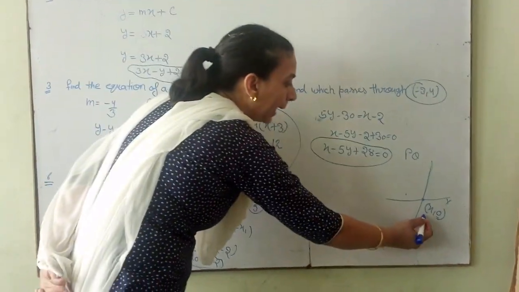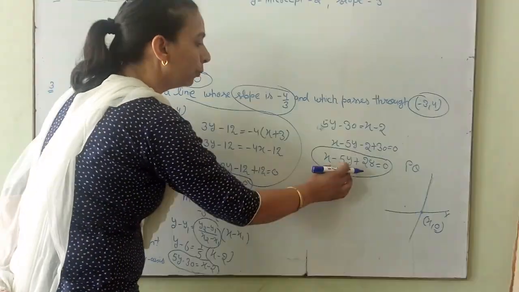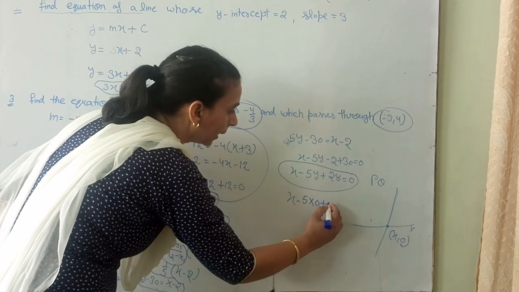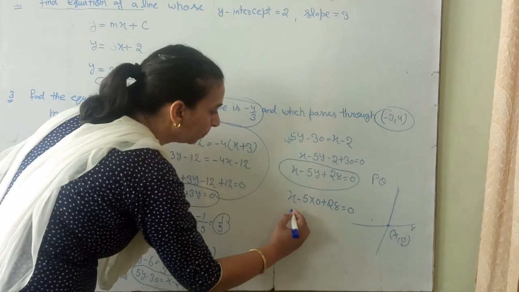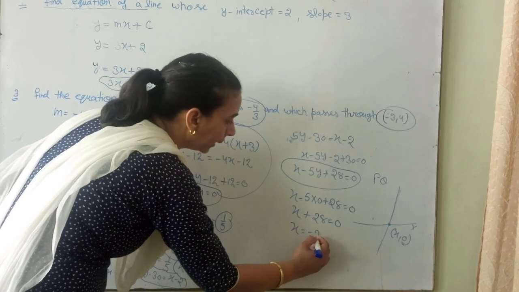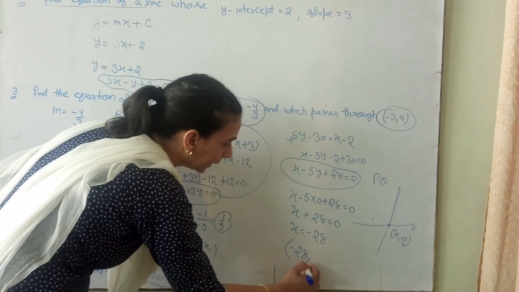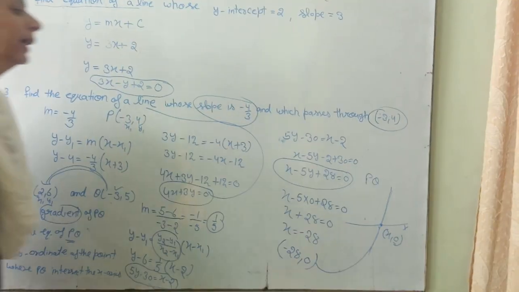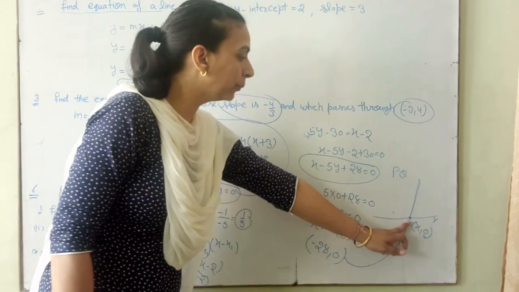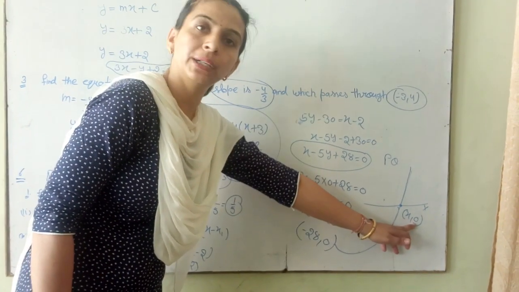No problem. The point is x and 0, so y equal to 0. Then we put 0 in place of y: x minus 5 into 0 plus 28 equal to 0. So x plus 28 equal to 0, and x equal to minus 28. Then minus 28 and 0 is the point where PQ intersects the x-axis. Clear, students? On the x-axis, any point is of this type, x and 0, because on the x-axis the y coordinate is equal to 0.